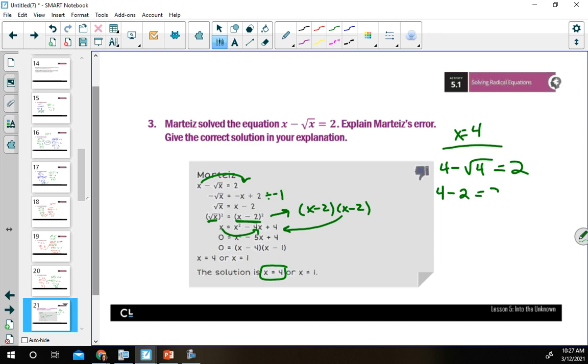Square root of 4 is 2. 4 minus 2 is 2. So that one was fine. Now we're going to check 1. So 1 minus the square root of 1 is equal to 2. The square root of 1 is 1. 1 minus 1 is 0. So this was an extraneous solution. So when you're solving these, you need to be checking your answers to make sure they actually work.